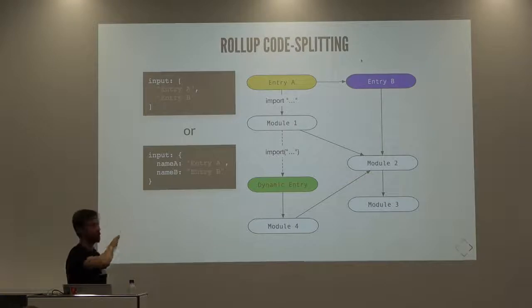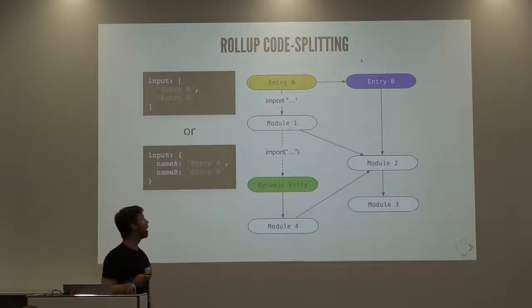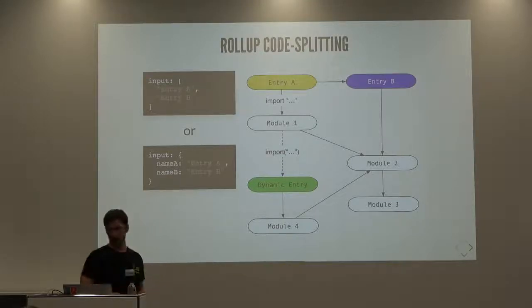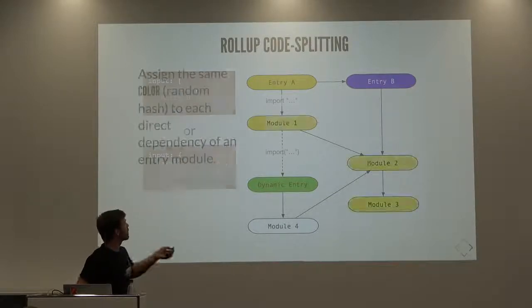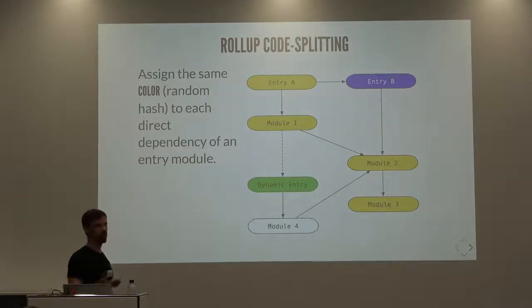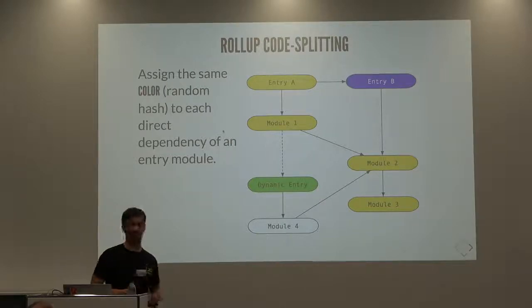This is a slightly more complex setup. Imagine I can have several static entry points, those are the yellow and blue ones, and I got a dynamic entry point. So what Rollup does is basically we're just starting a nice coloring game. We're starting with the yellow entry point, coloring everything yellow that I can reach directly, except if it already has a color. And coloring in this case means I'm just assigning some hashes to the modules.